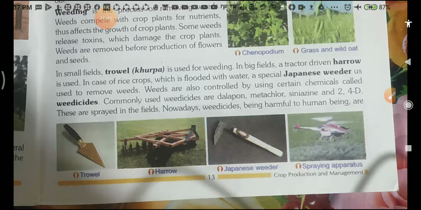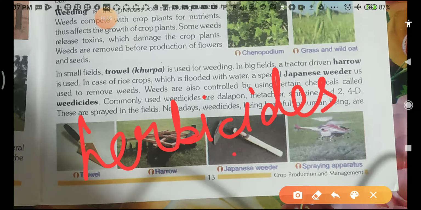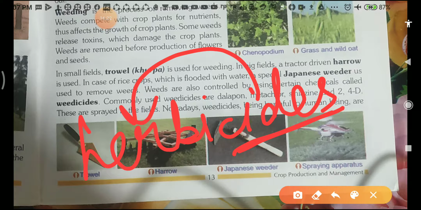Because weedicide is very harmful to human beings also, weedicides can be replaced by herbicides, which are obtained from plants. Students, again you will see cide is written in herbicides. Cide is to kill. To kill whom? Herbs. The chemicals which are used to kill the herbs are called herbicides.